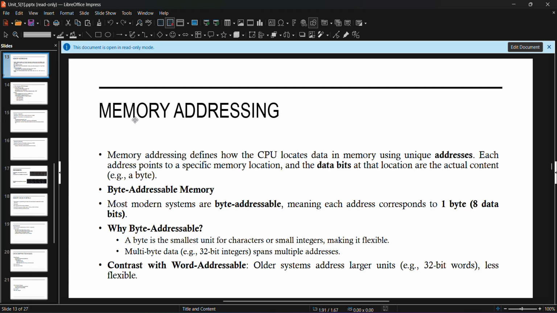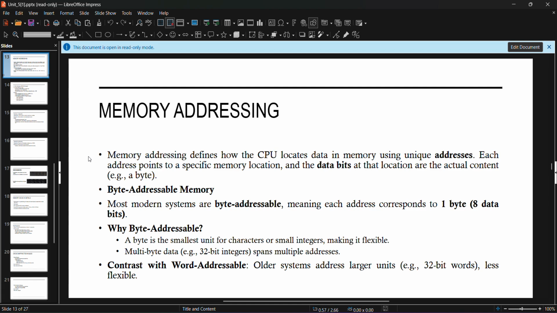So what is memory addressing? Addressing is how the CPU finds where data is stored in the memory. Every chunk of memory has its own address, and most of the computers we use are byte addressable, or have byte addressable memory, meaning that each memory address corresponds to 1 byte.